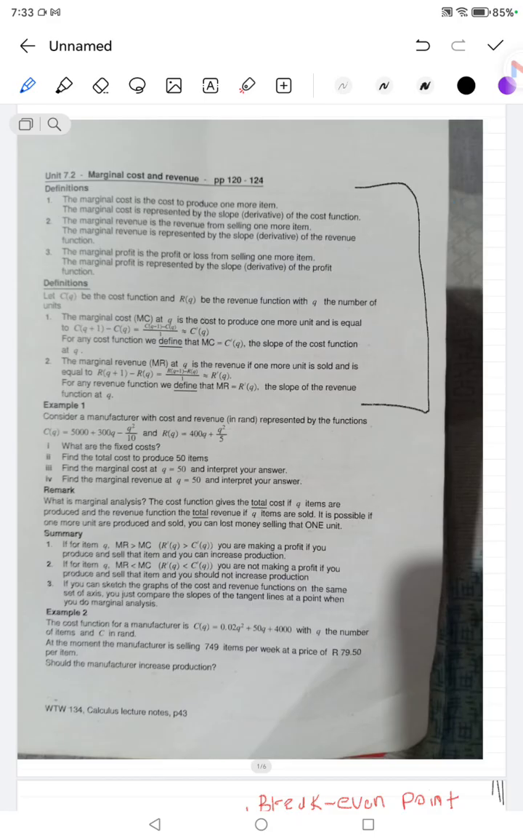They say, consider a manufacturer with cost and revenue in rand represented by the functions. Then we have the first function in cost, and the second one in revenue. Then they're asking, what are the fixed costs? So does anyone have an idea of how we'd go about determining the first one, or perhaps you have an answer for the first one?